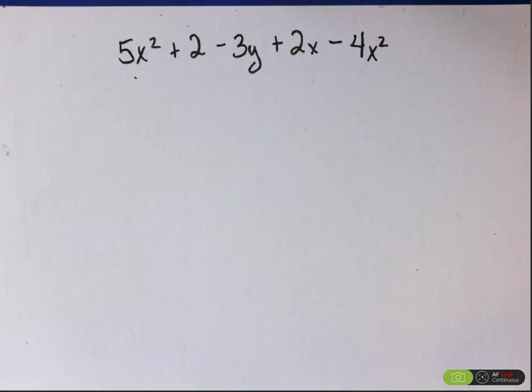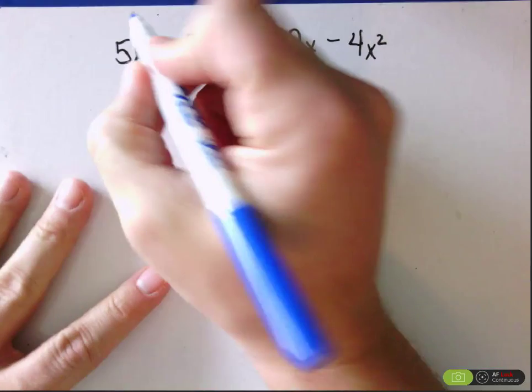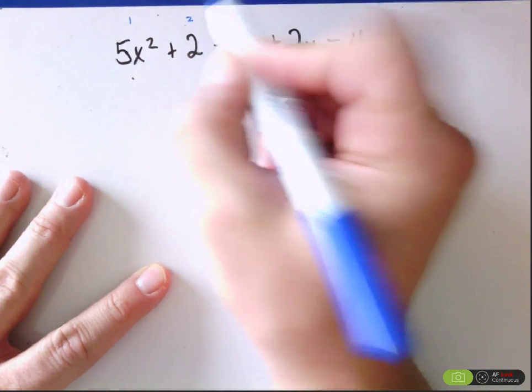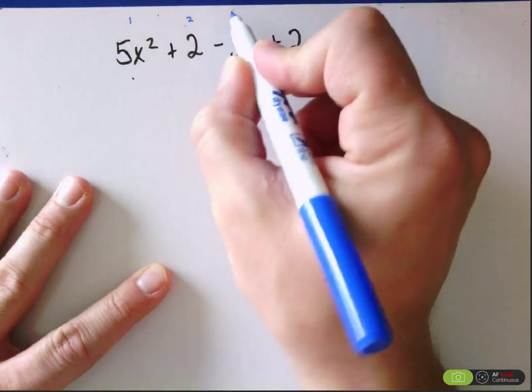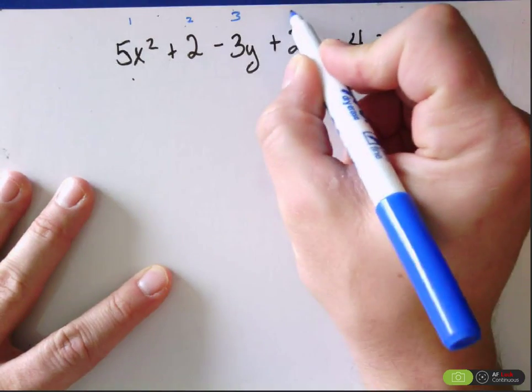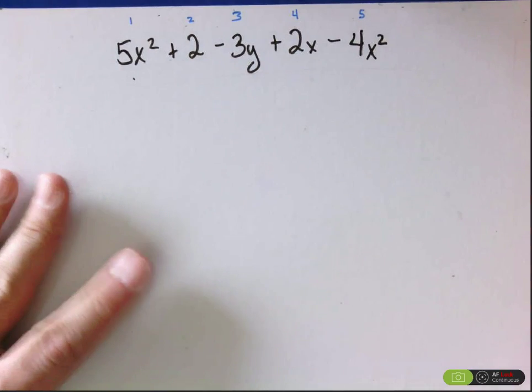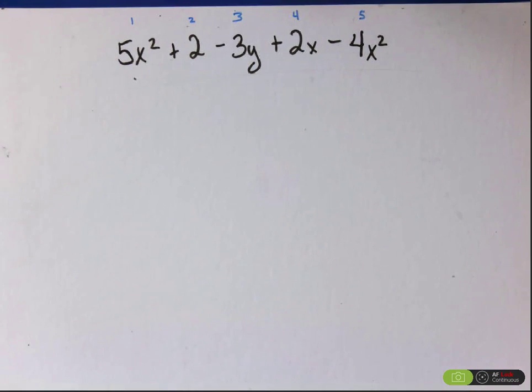The first thing we're going to do is look at the first term. And you'll notice if we really look, we can count the amount of terms there are. There's 1 here, 2 here, above the 2, minus 3y is a third, plus 2x is a fourth, and minus 4x squared is the fifth term. There are 5 terms in this expression. Let's see which ones we can combine.